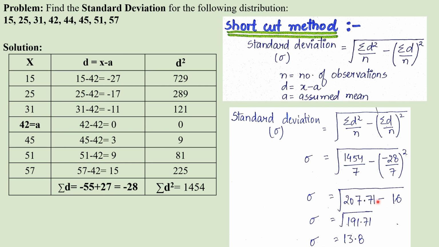Now solve this equation. Sigma is equal to under root 207.71 minus 16. So sigma is equal to under root 191.71. So the value of standard deviation is 13.8.